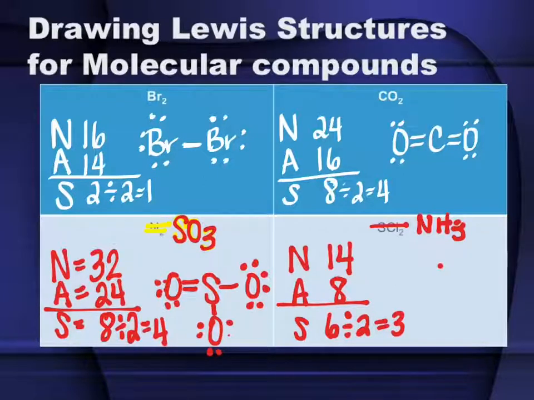Who's in the middle? Hydrogen on either side. And then we're going to get our bonds. 2, 4, 6. I have 2 electrons left. Where do they go? In the middle, on the central atom. Any questions?